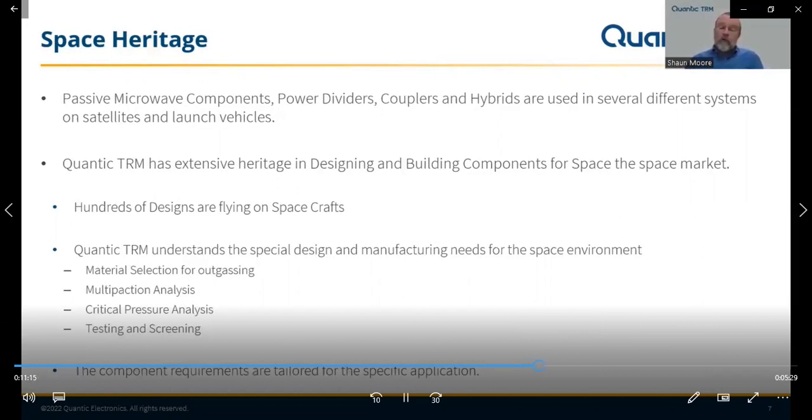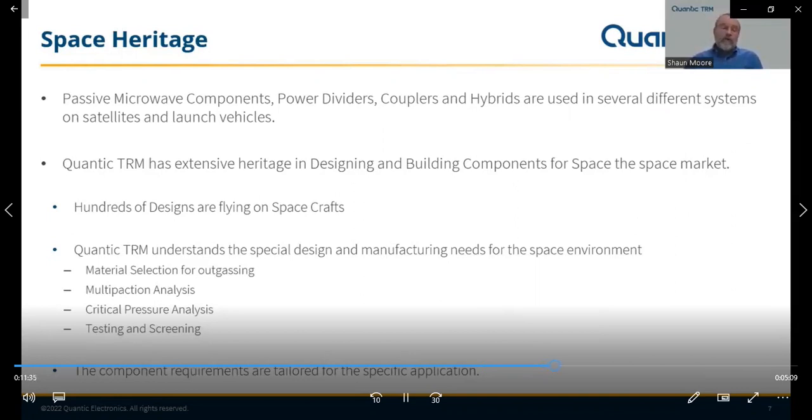In addition to doing all of the additional testing and screening that is very much involved with these high-rel parts, and also things that are unique to the space environment. Things like thermal vacuum testing are things that, again, are unique to parts for spacecraft.